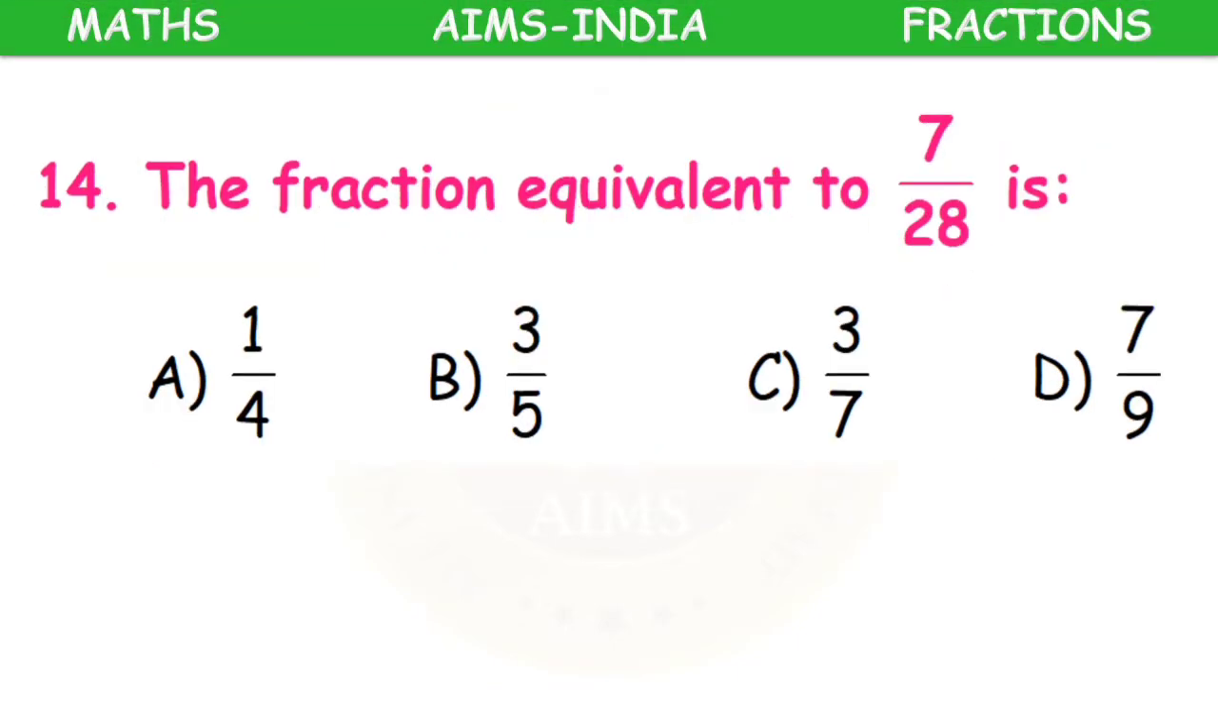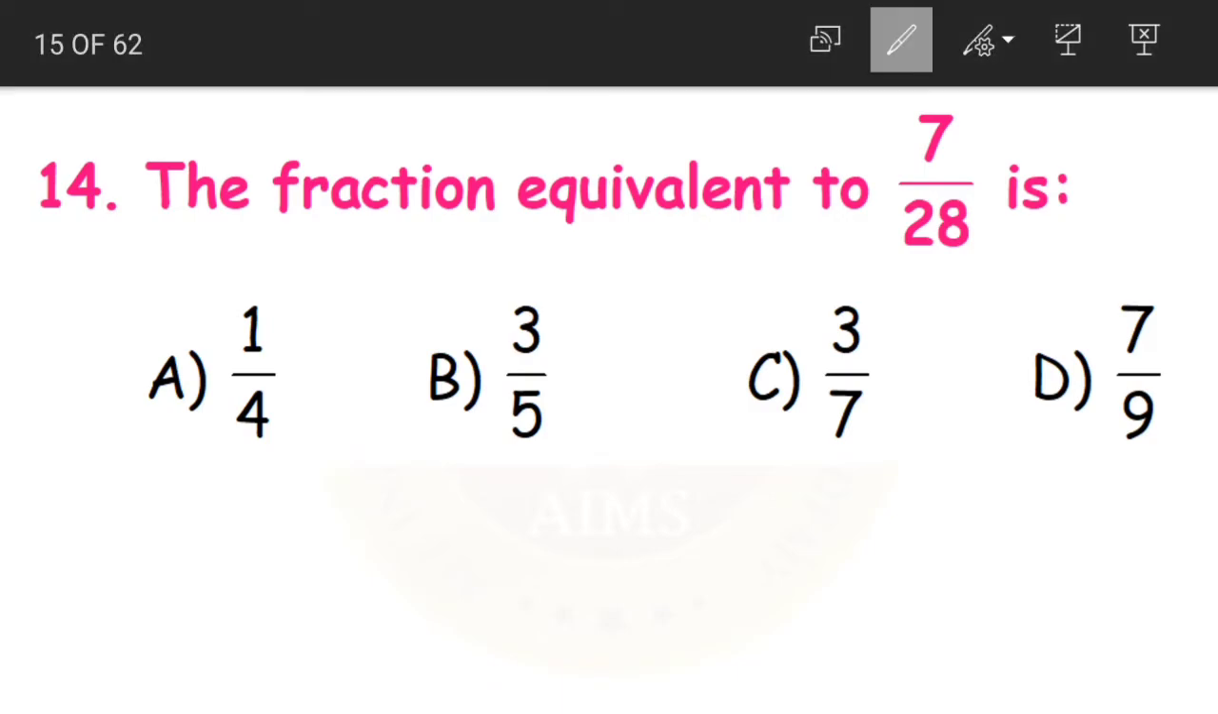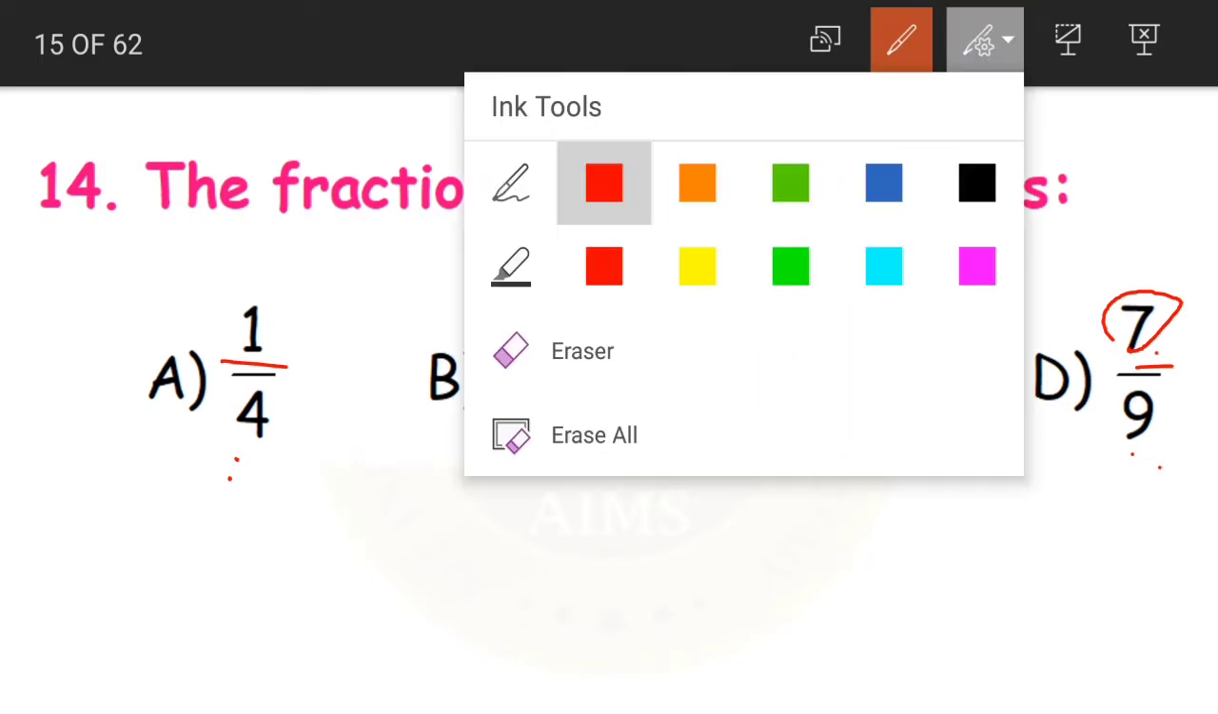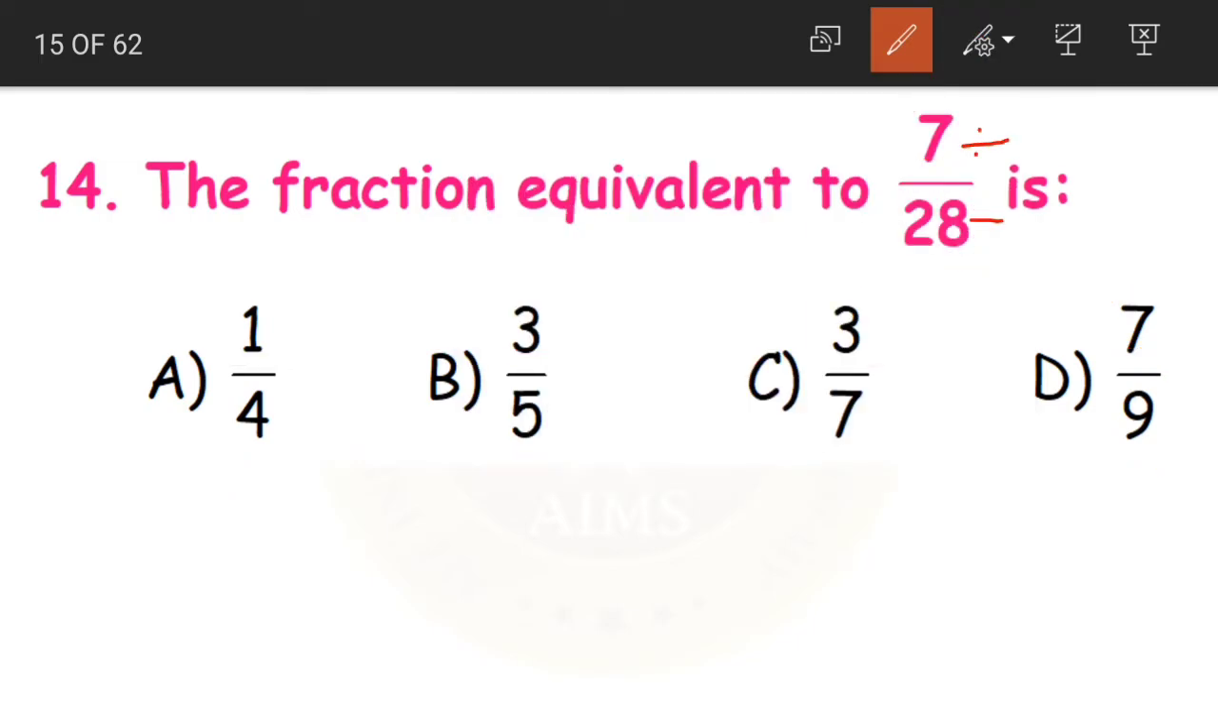Okay. Next, question 14. The fraction equivalent to 7 by 28 is dash. Again we have the equivalent fraction here. Yes, and if you look at the options, all the numerators and denominators are less than our given fraction. Yes or no? Yes, in all the cases the numerators and denominators are either equal to or less than. So what should we do here? We should divide our numerator and denominator to get the equivalent fraction.